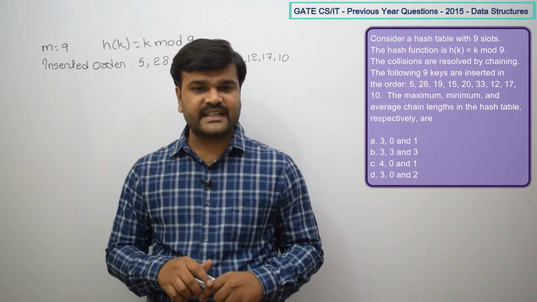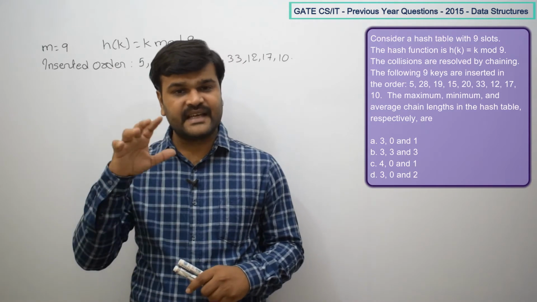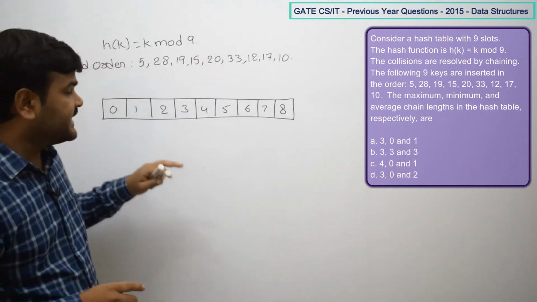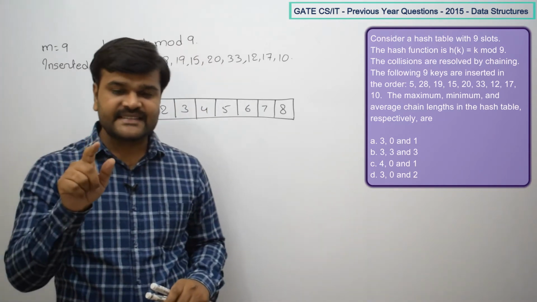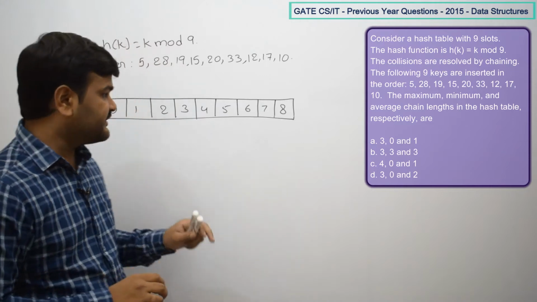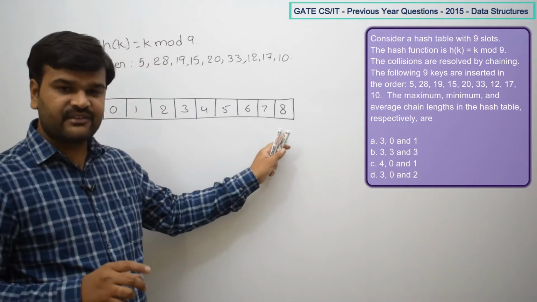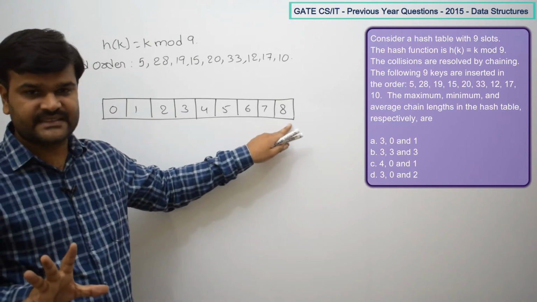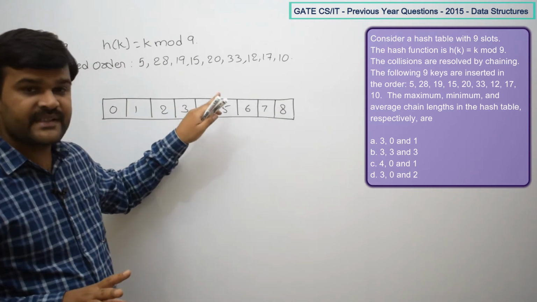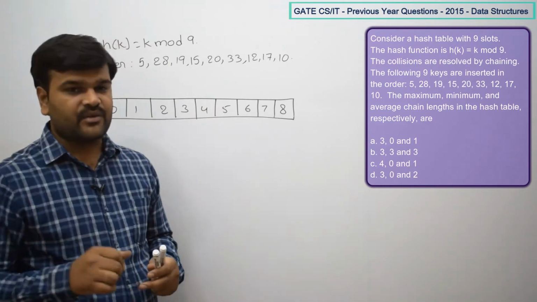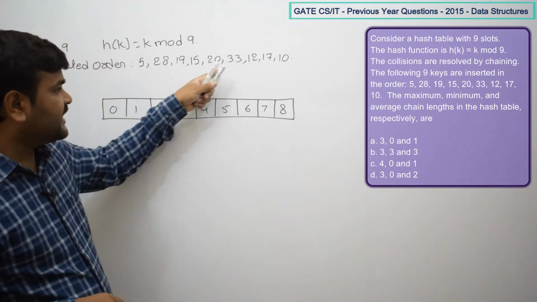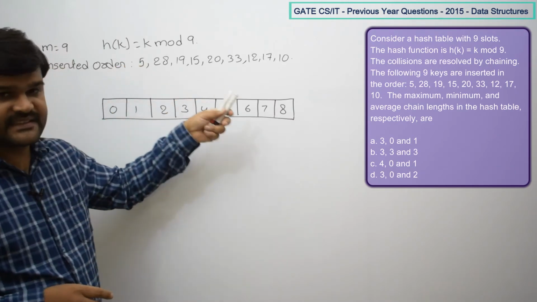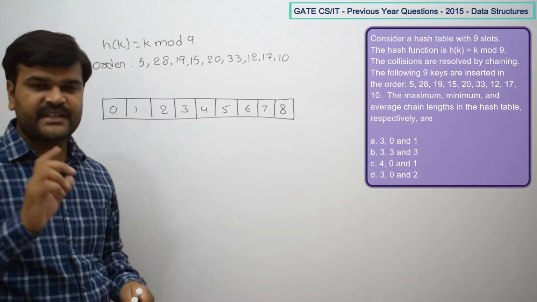So for that, let us first insert these elements into the hash table. He mentioned in the question that the hash table size is 9. That is why we take 9 locations and give index numbers 0 to 8, so that it becomes 9 locations, and we are going to store the elements by using chaining. Now let us insert the elements in this order by using this hash function.